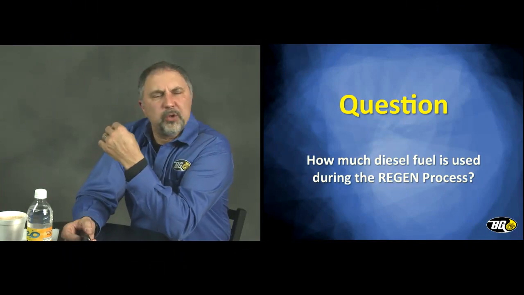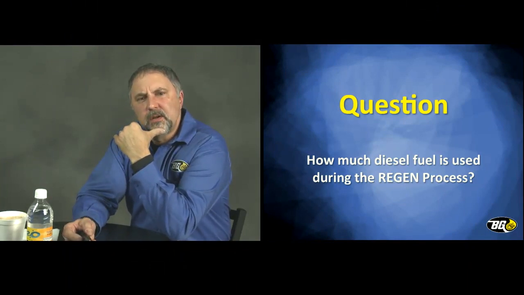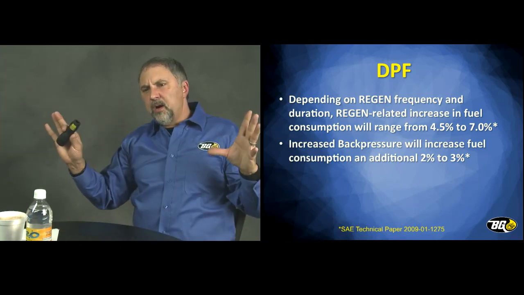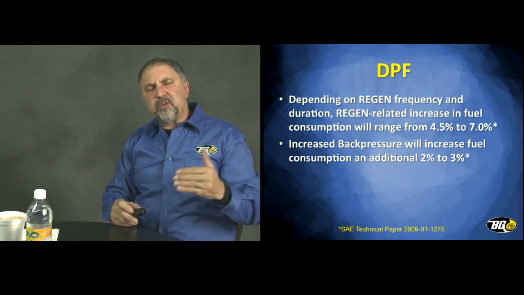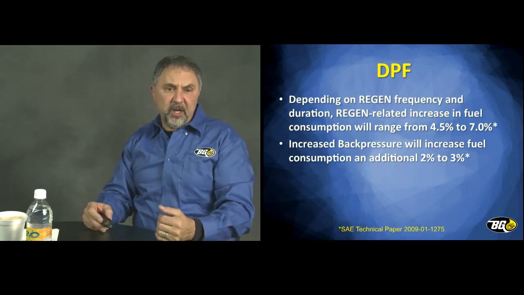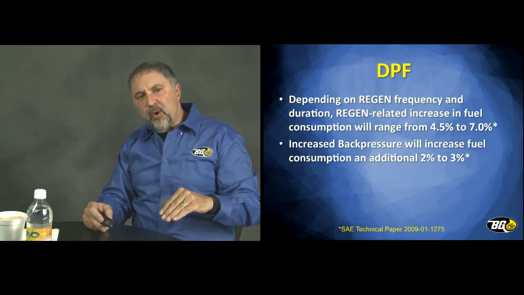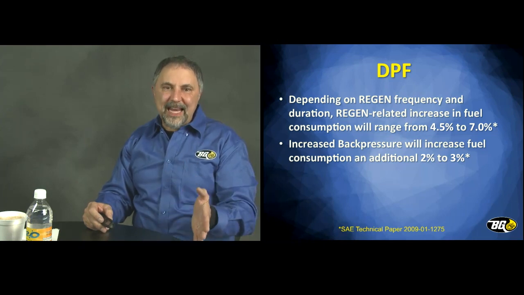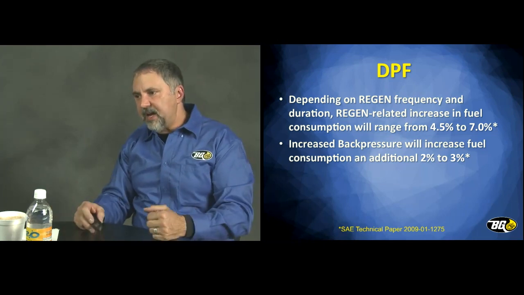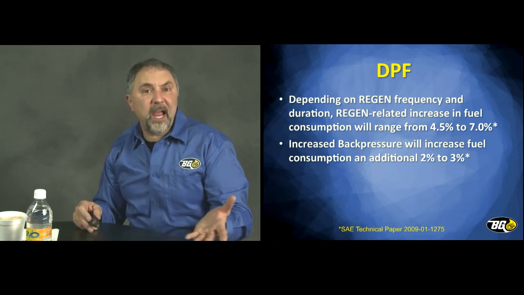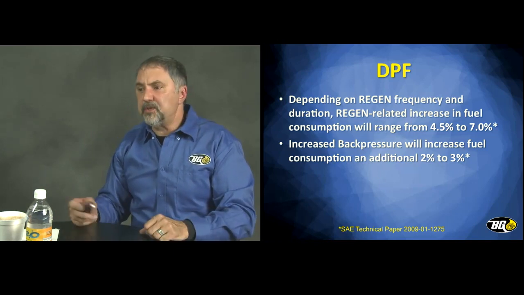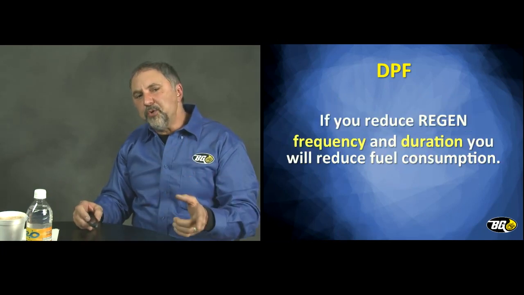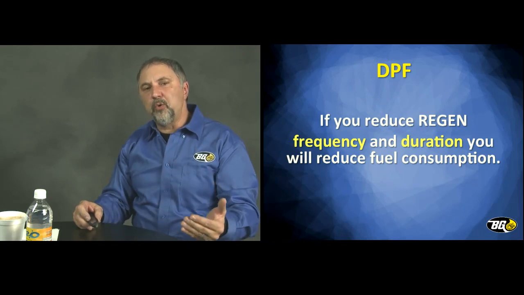Now, how much fuel is used during a regen process? On average, typically, you'll see, if you're going through a year or a month or a week, 4.5% to 7% of the fuel used in a diesel engine is used for regen. And it doesn't include the back pressures, because we have soot accumulating another 2 to 3%. So you may have up to 10% of fuel used in any vehicle is used for regen. So on a 50-gallon tank, 5 gallons is for regen. And what are they paying for fuel nowadays? $2? 5 times 2, $10 used to regen, not to move the vehicle down the road. So if we could reduce regen frequency and duration, we can reduce fuel consumption.